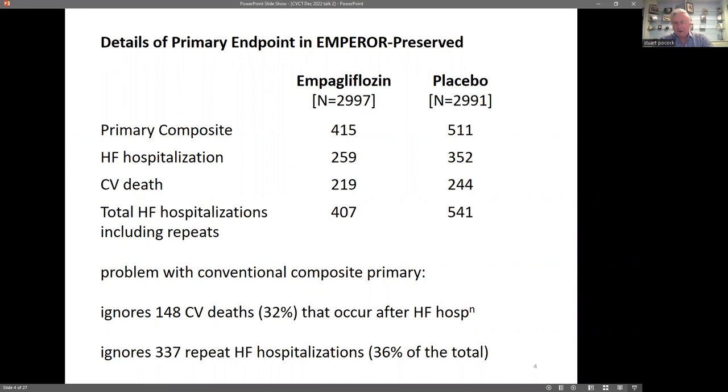And the other thing is the total heart failure hospitalizations, including repeats, also goes up quite a lot by almost another 50% or more here in this case, with a good length of follow-up. And those are not included in the primary analysis either. So problems with the conventional composite primary, as you can see at the last two lines here: it ignores 32% of cardiovascular deaths in the analysis because they occurred after a relevant hospitalization. And it ignores 36% of all hospitalizations because they were repeats. And people have gone to great lengths to look at ways of bringing those two features into the analysis. So next slide, please.